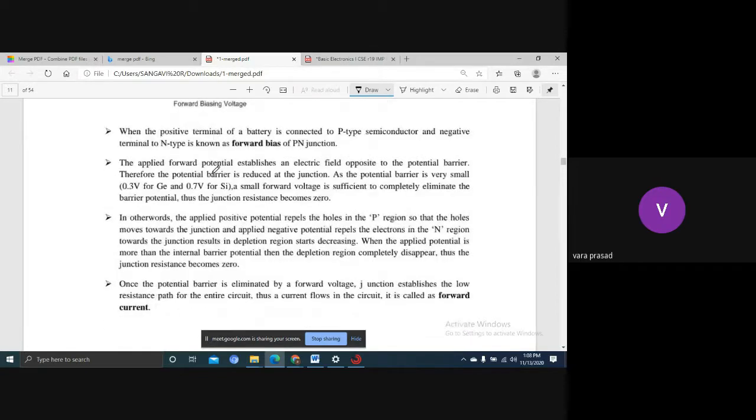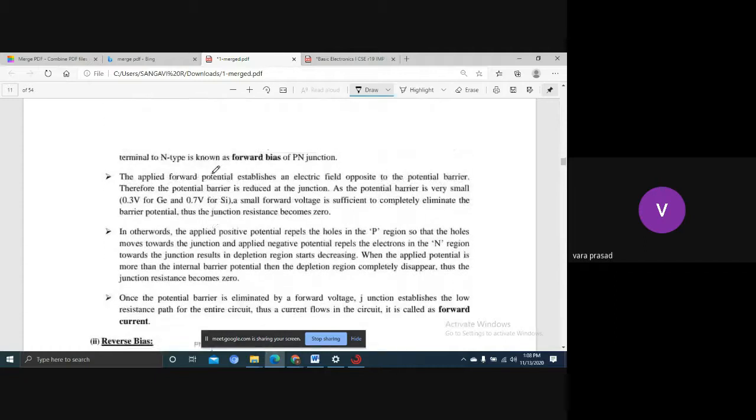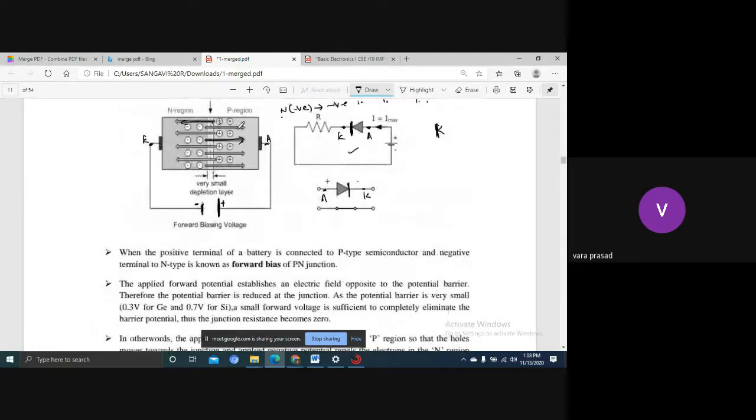When the charge carriers can cross the junction, the current will be generated, and this current we can call a forward current. We call it a forward current because it is a forward bias, and the forward current direction is always anode to cathode. This is IF, the forward current. I will repeat here.